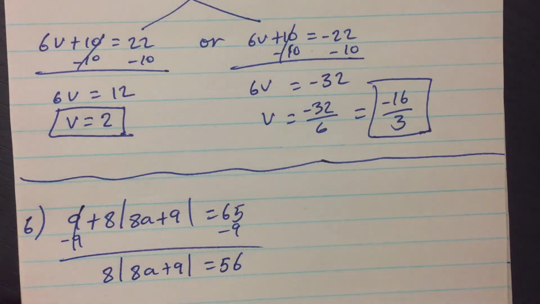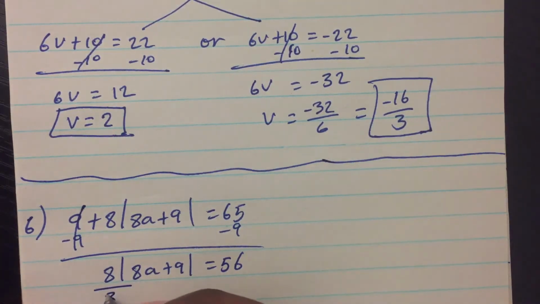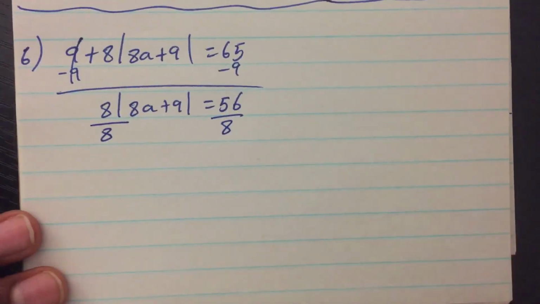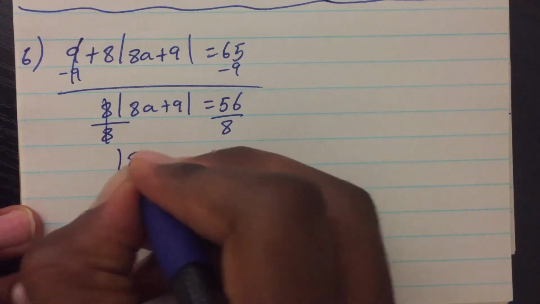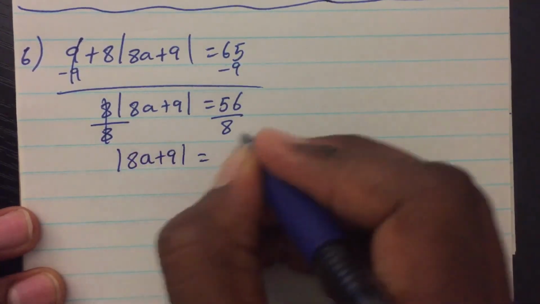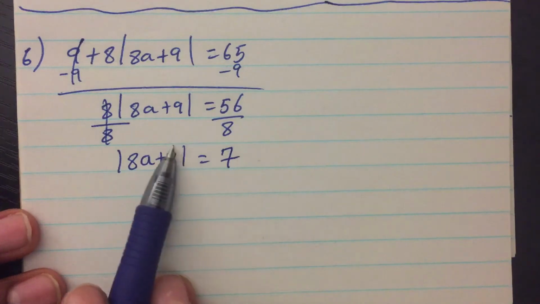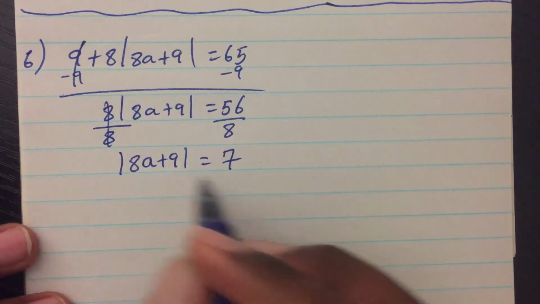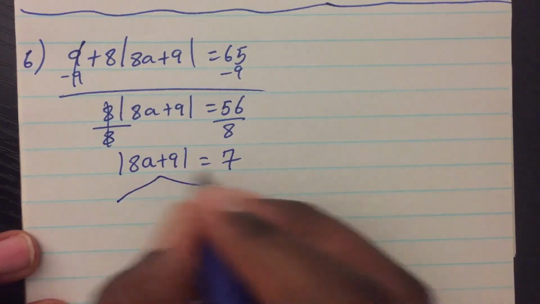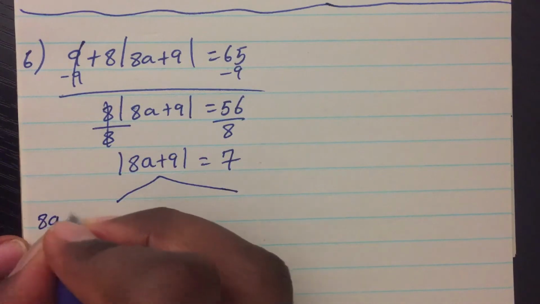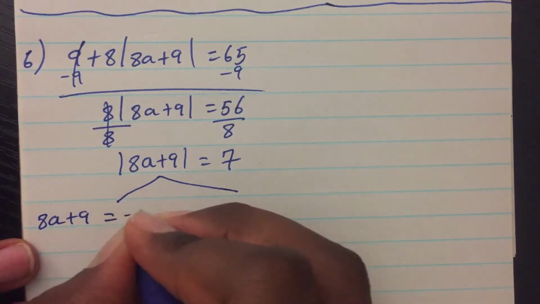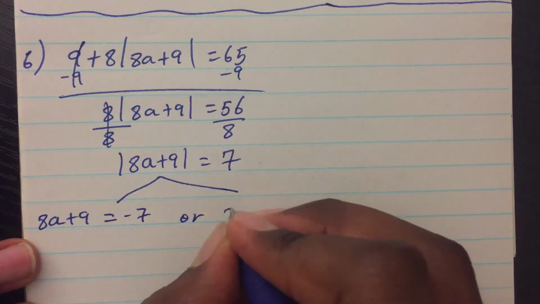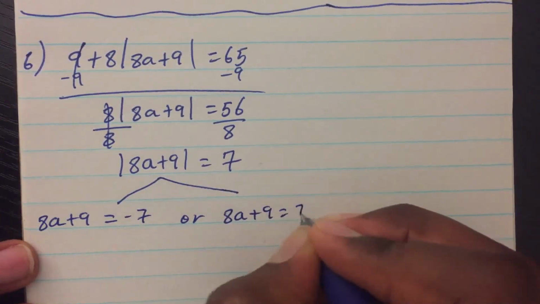Now, we divide by 8 because we're multiplying. The inverse of that is division. This cancels. We have the absolute value of 8a plus 9 equals the number 7. The absolute value is isolated and it's equal to a positive number, so that means we should get 2 answers. The equivalent form of this is that what's inside the absolute value, 8a plus 9, should be equal to the negative 7 or equal to the positive 7.